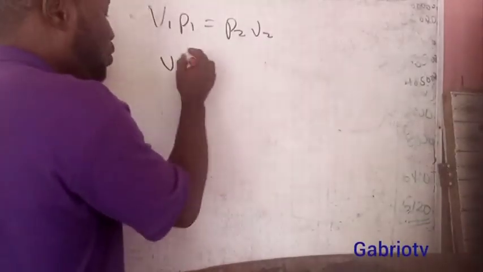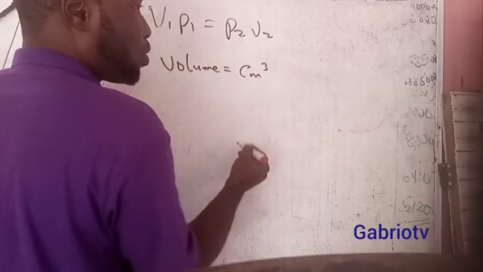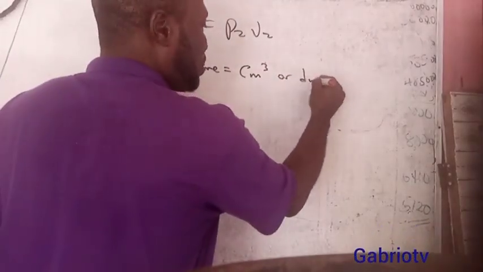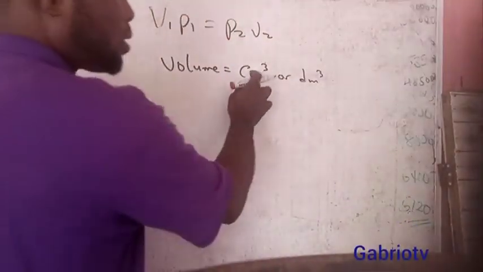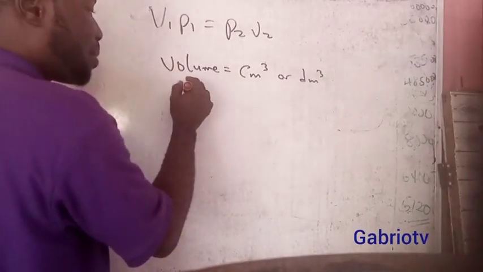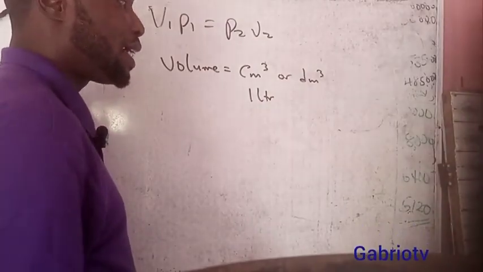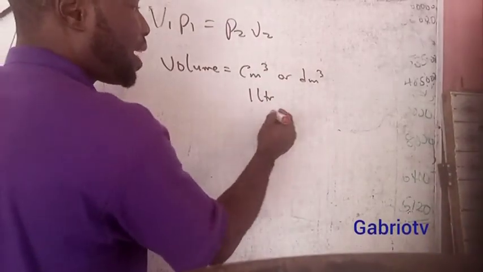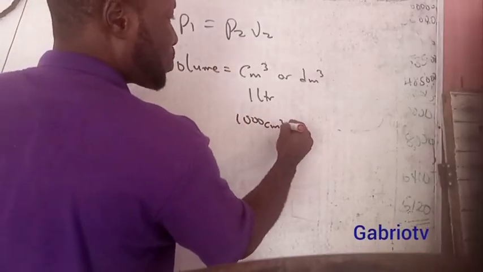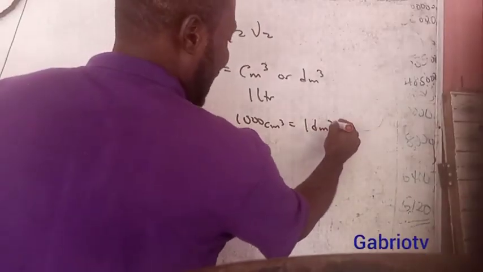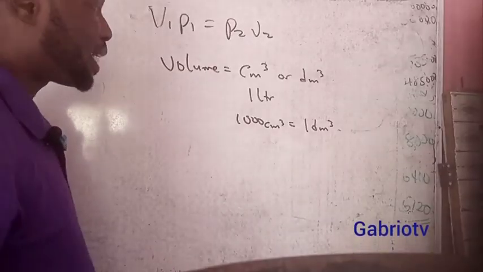Like for example, let us look at volume. Volume for WAEC is usually cm3 or dm3. When I see questions, it is usually cm3 or dm3. But for JAMB, volume is usually in liters, maybe half a liter, 0.5 liter, and so on. And you should know that 1000 cm3 equals 1 dm3. I'm going to use an example to explain that.